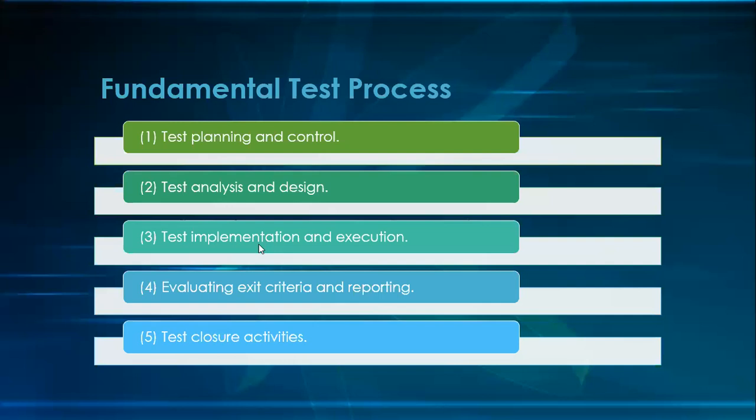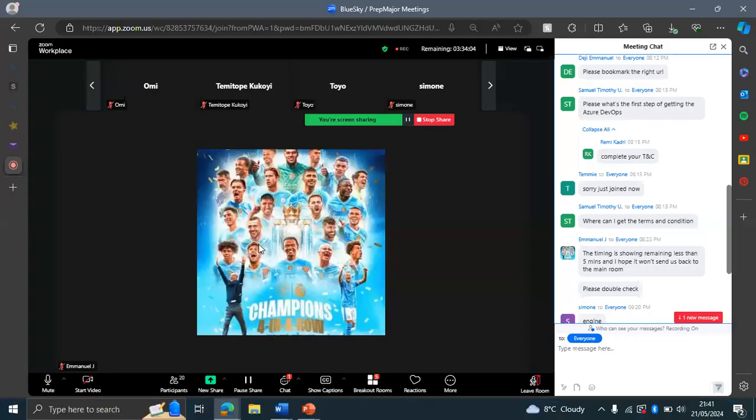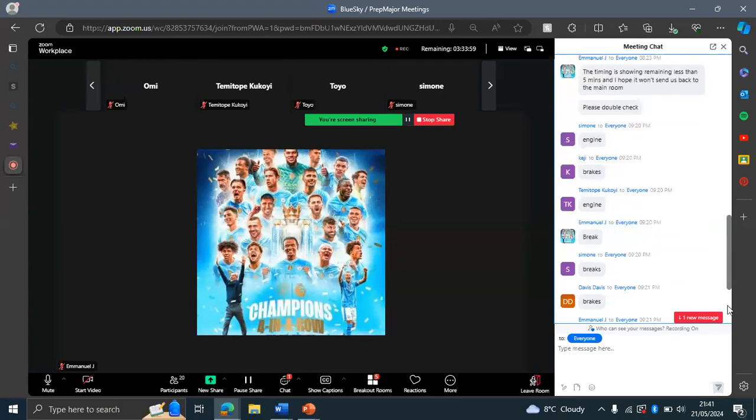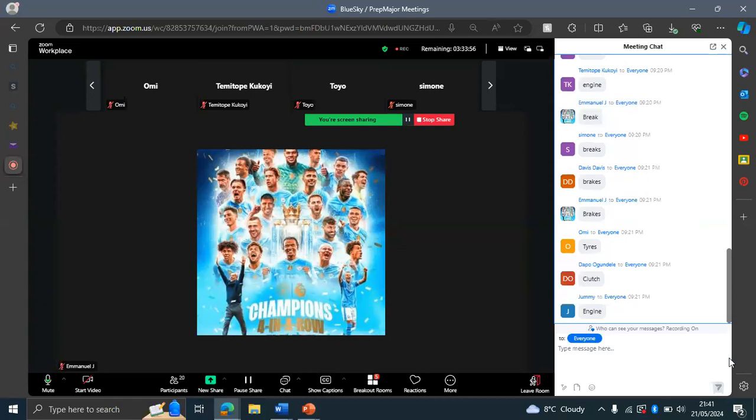So in a nutshell, let me quickly answer that question. If for instance you are running 5 tests and 2 of them passed, 2 failed, and 1 is blocked, how will you do the ratio? Can you put it in the chat, please? 2 passed, 2 failed, 1 blocked. Someone help me, let me see. Are you typing? So what's the percentage like?